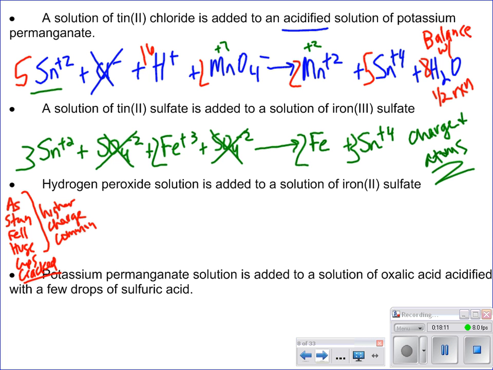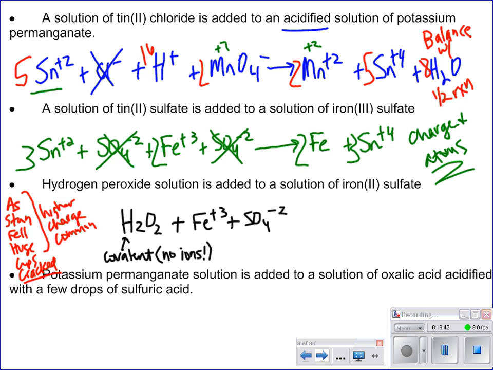Okay. Hydrogen peroxide, what do I write? H2O2 is added to a solution of iron(III) sulfate. Solution. What's wrong? No, hydrogen peroxide is a covalent compound, right? So do covalent compounds break up into ions? No. Thank you for bringing that up, though.